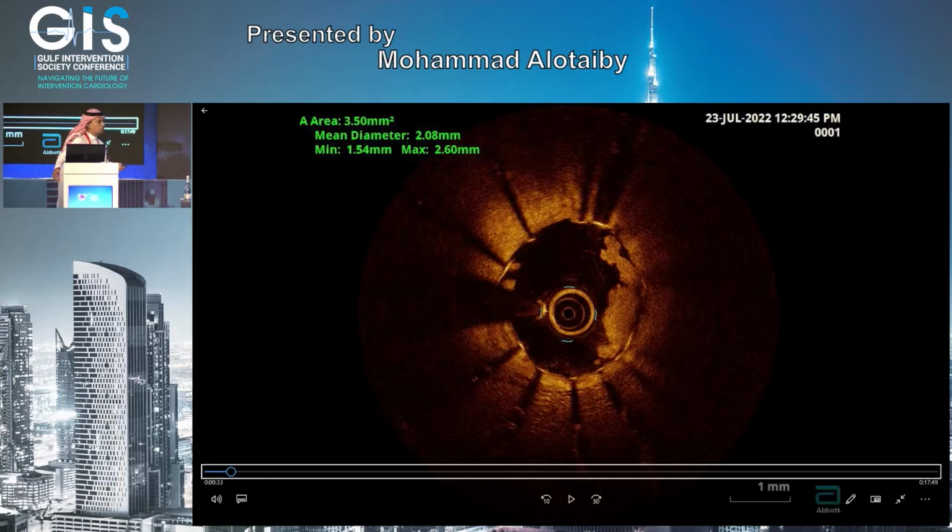So it's true that the combination is important, and probably the determinant is under expansion more than malapposition. But the worst scenario is to have the two together. So that's an important message from the first case. I think it's important to convey this message that when there is stent thrombosis, whether it's early or late, it's important to consider imaging. And the best modality of imaging is probably OCT.